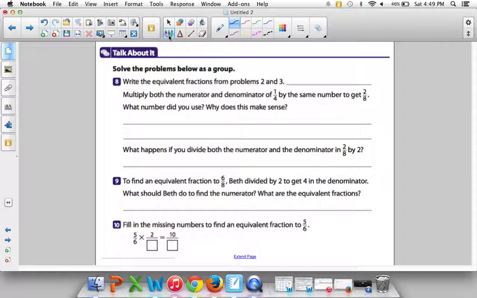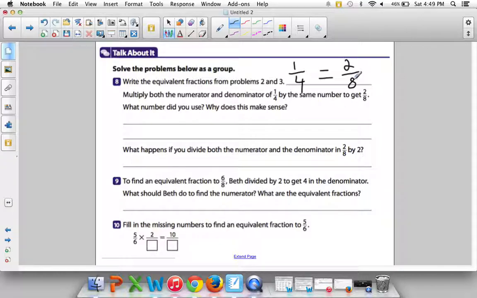Write the equivalent fractions from problems 2 and 3. This should be easy for you because you did this last night. The equivalent fractions from 2 and 3 were 1/4, and that was equivalent to, or equal to, 2/8. Multiply both the numerator and the denominator of 1/4 by the same number to get 2/8. What number did you use? Why does this make sense?